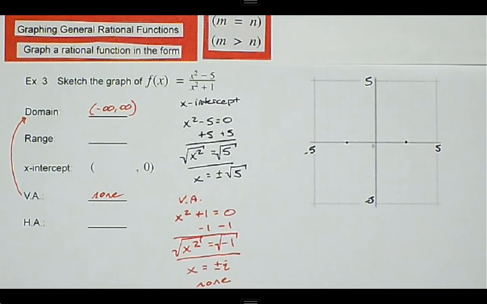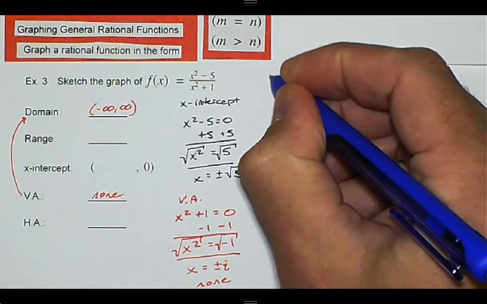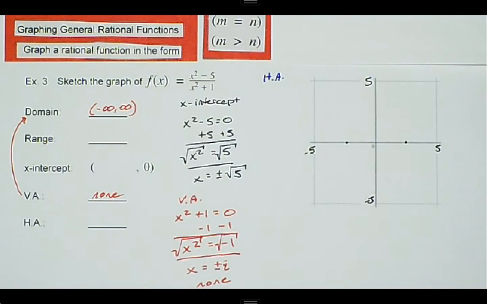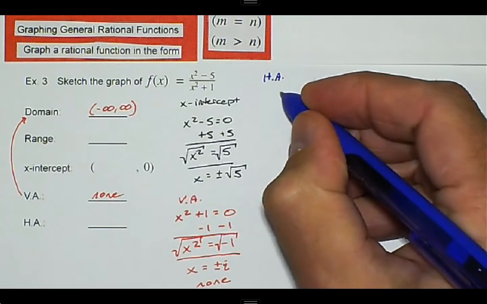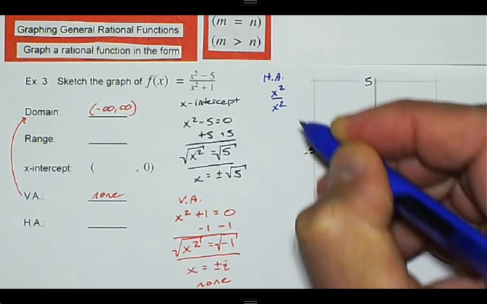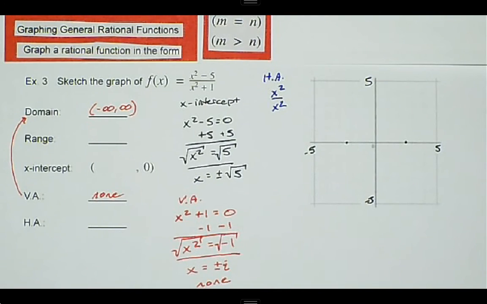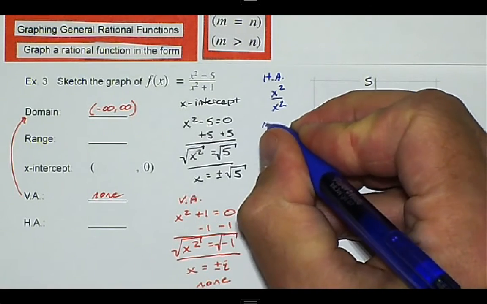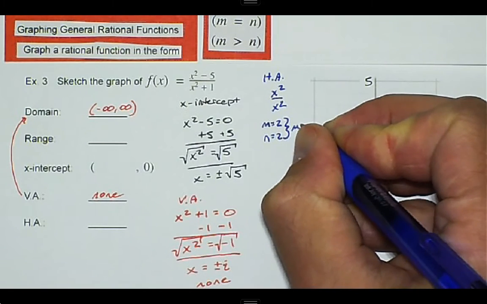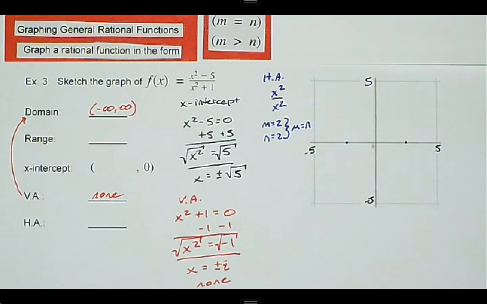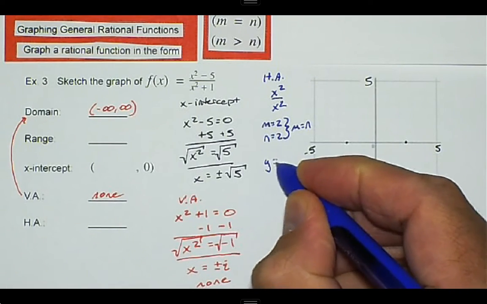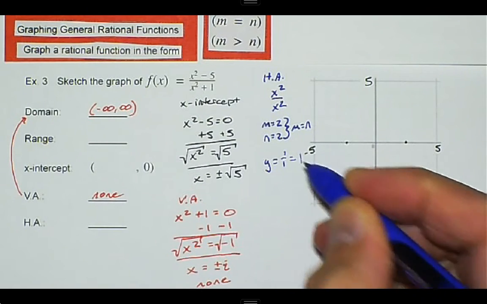The next thing we can take a look at is our horizontal asymptote. And our horizontal asymptote we get by comparing the degrees here. And so we have x squared divided by x squared. And what that means is that we have m is equal to 2 and n is equal to 2. So m is equal to n. So when that happens, we take our lead coefficients of each and we make a fraction with them. So y equals 1 over 1. So y is equal to 1.